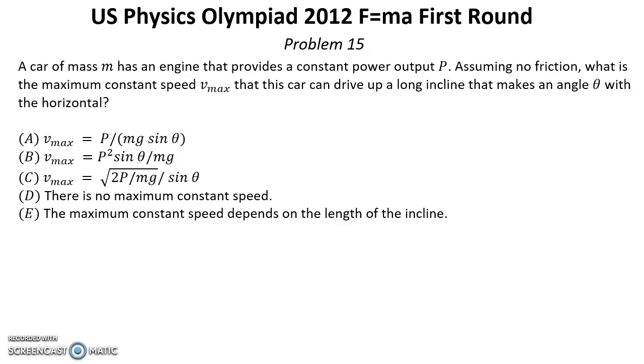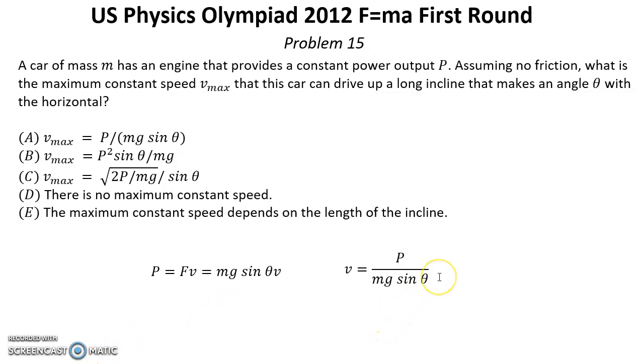So it means that we have the equation power equals mg multiplied by sine theta multiplied by speed v. So from here we can find what speed v is. That will be P over mg sine theta, which is answer A.